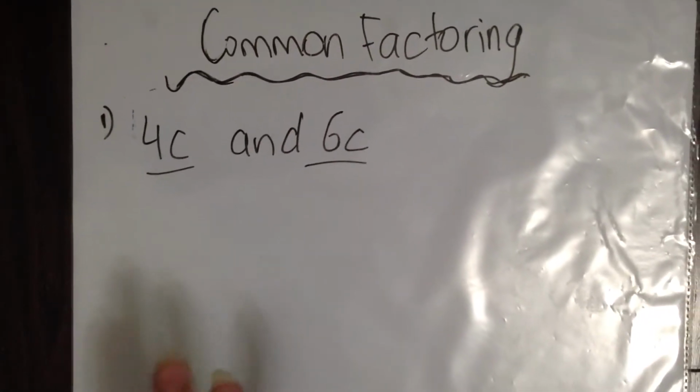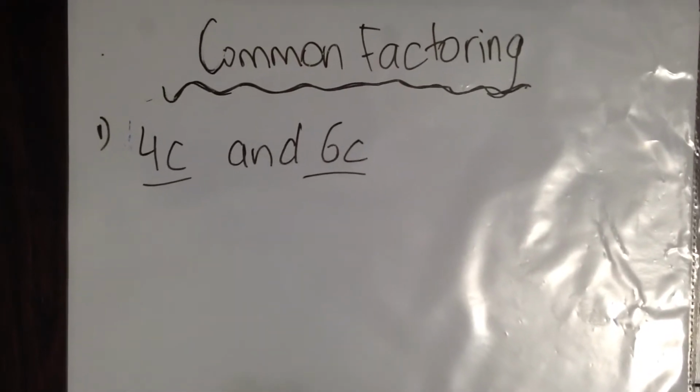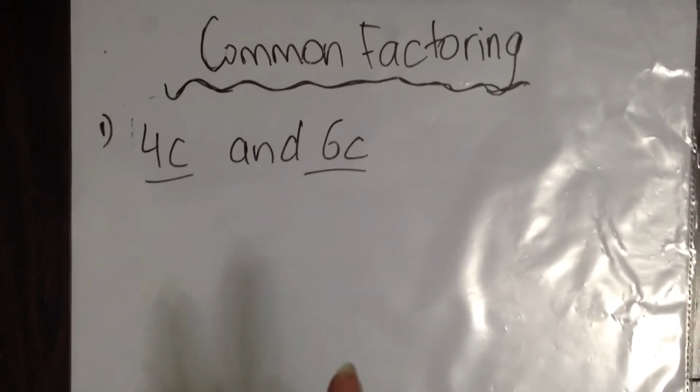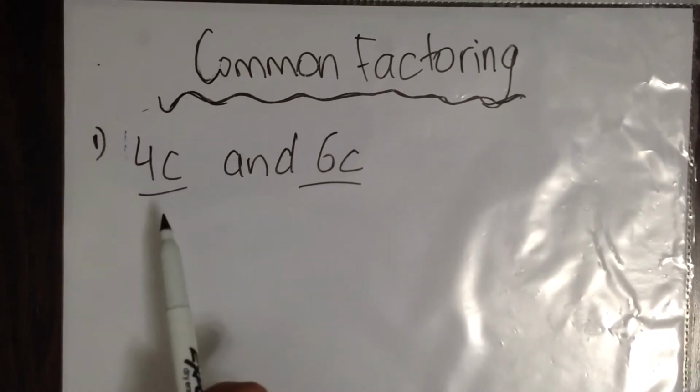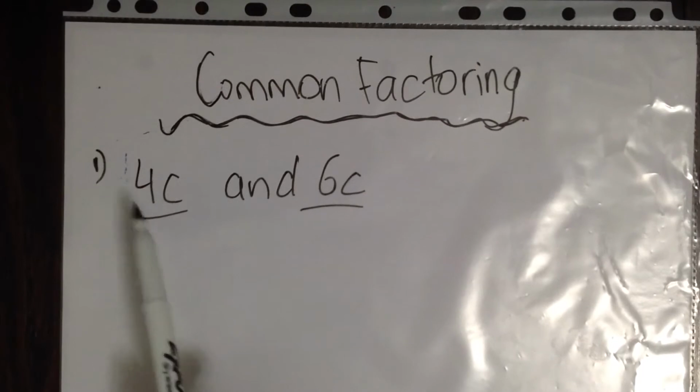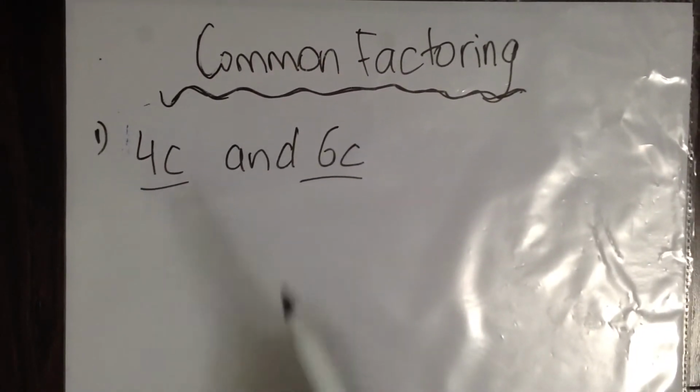So this is a very simple example. For this, you just see the first numbers are 4 and 6. You just see what 4 and 6 can be divided by, and it has to be the same number. Like here, you can say that 4 is divided by 2, and then 6 you can also divide by 2.